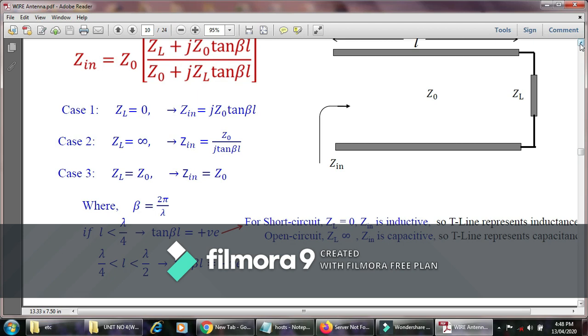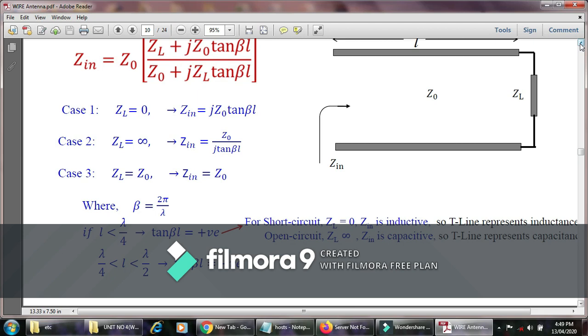Then we have seen the beta. What is the beta? It is the phase constant, which is equal to 2 pi upon lambda. And again there are two cases that arise for the transmission line, that is the short circuit transmission line and the open circuited transmission line. If the length L is less than lambda by 4, then tan beta L is positive, and if it is positive, it will act as a short circuit, whereas ZL equal to 0, Zin is inductive.